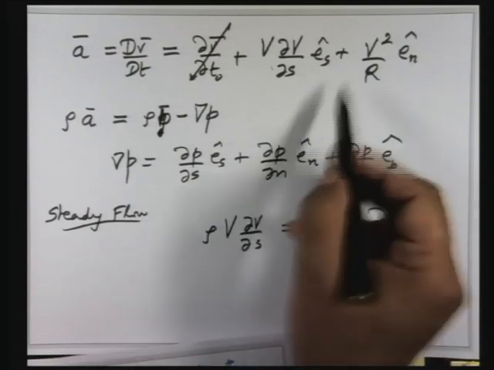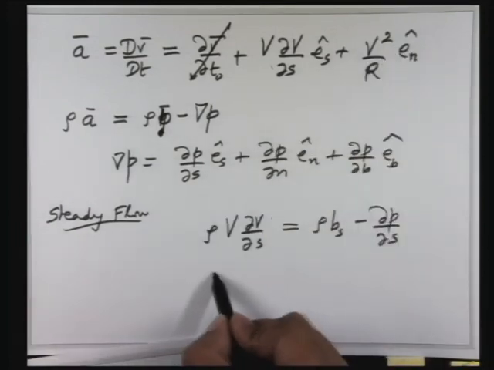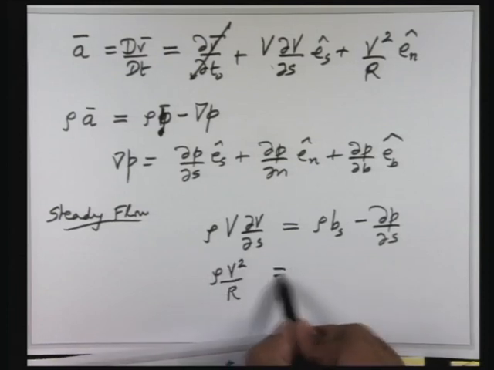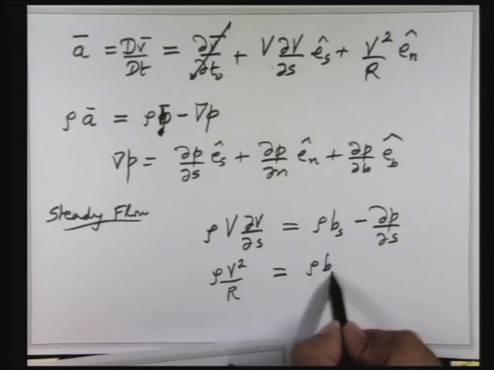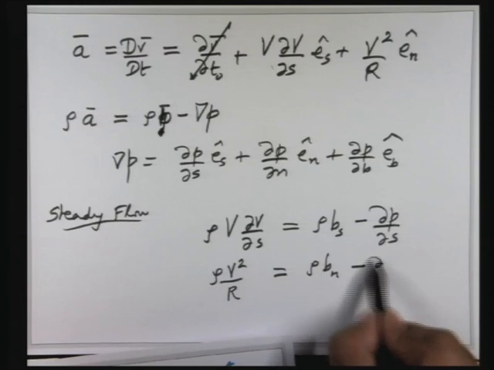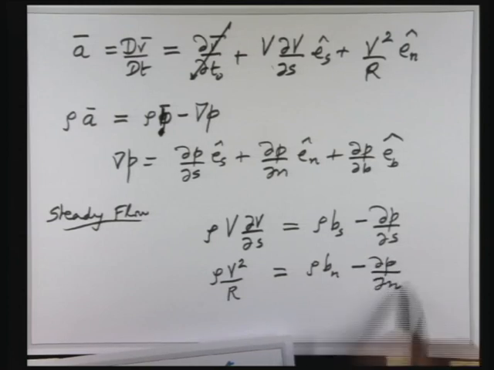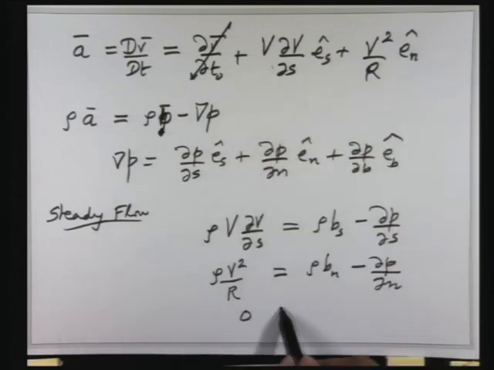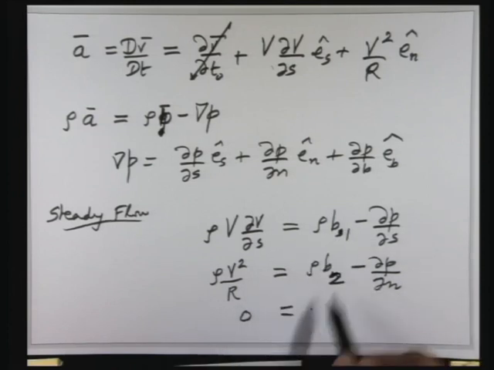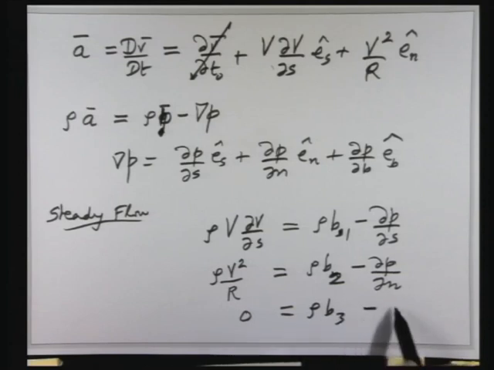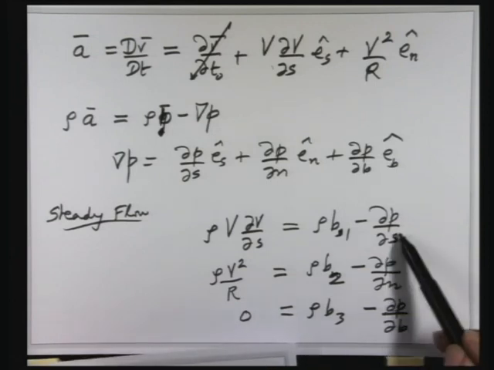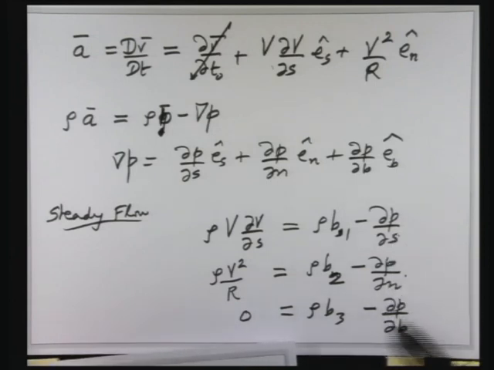And if you look at the N equation, you are going to have rho V squared by R equal to rho Vn minus del P del N. And the other one, there is no B component here, 0 equal to, or let me call this B1, B2, B3, otherwise you will get confused, minus del P del B. So this is the streamwise direction, this is the normal direction, and this is another normal direction, which is the binormal.